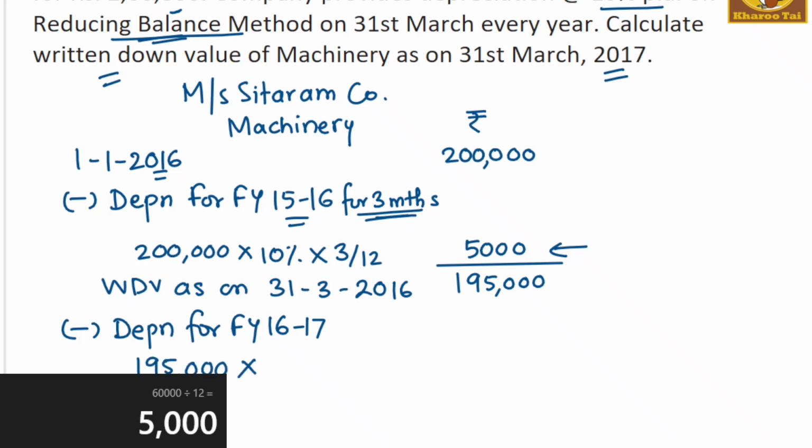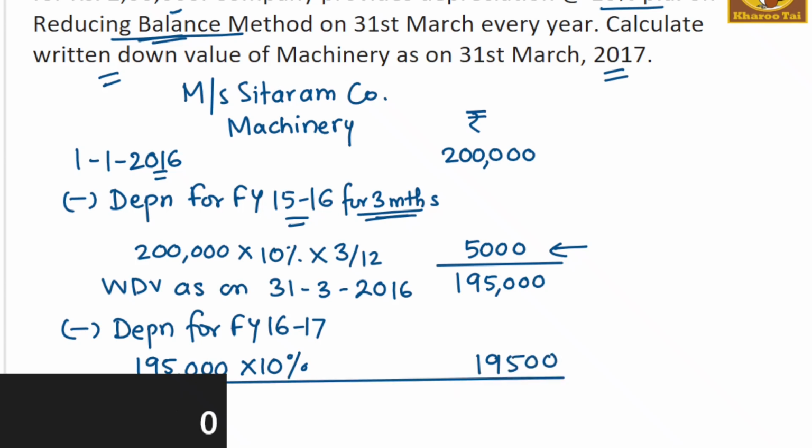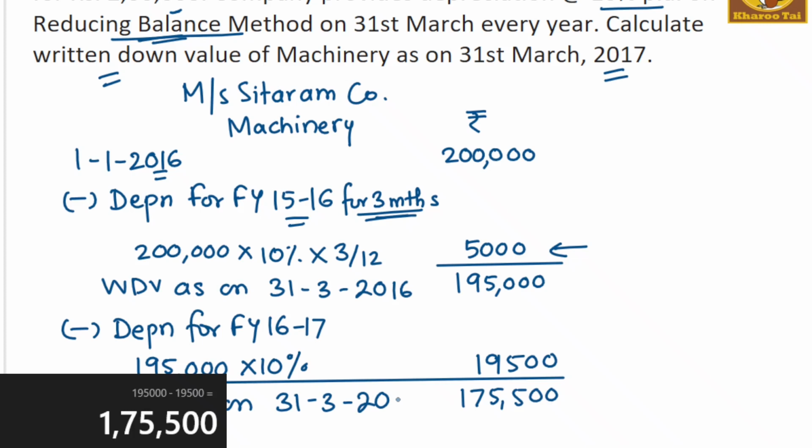So the calculation will be 1,95,000 into 10%, and this is for the whole year. So this will give us the depreciation of 19,500, and our WDV will be 1,95,000 minus 19,500, which is 1,75,500. This is the WDV as on 31st March 2017. This is what the question has asked us, right?